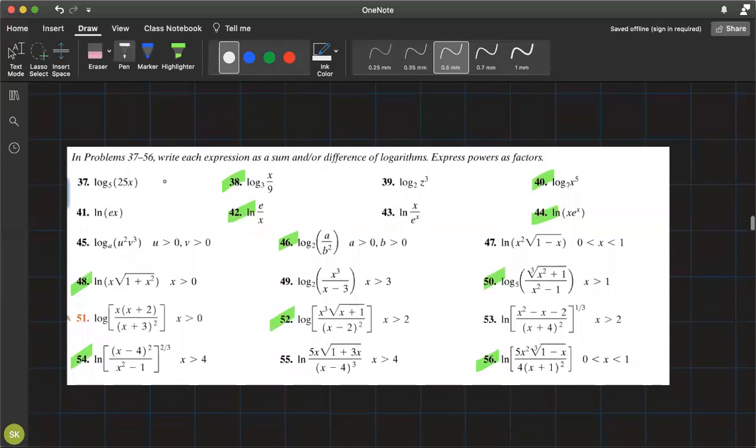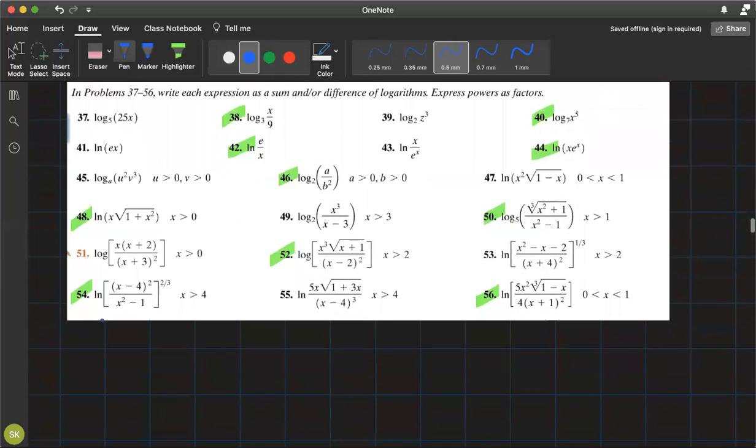In these problems, I want to write each expression as a sum and/or difference of logarithms. Express powers as factors. So what I'm doing is I'm just trying to expand these. I'm trying to write them as sums or have subtraction signs and no powers. You'll see this on your homework. No matter what class, if you're in my class or in some other class, you'll see this stuff in your homework. So the first one, and I'm going to actually write it down here, Problem 38, we have log base 3 of x over 9. So let's see if we can expand this using those last four rules I showed you.